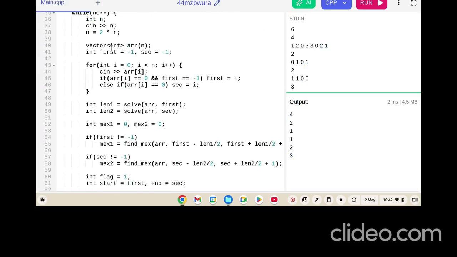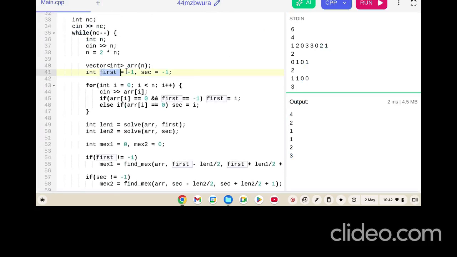So what I did is, first I found the first occurrence of 0, and I will have a second occurrence of 0. So how did I find it? If array of I is equal to 0 and first is equal to -1, means you haven't encountered a 0 till now, then first will be equal to I. Means this is my first occurrence of 0. Else if array of I is equal to 0, then you will say my second occurrence of 0 is at the ith index.